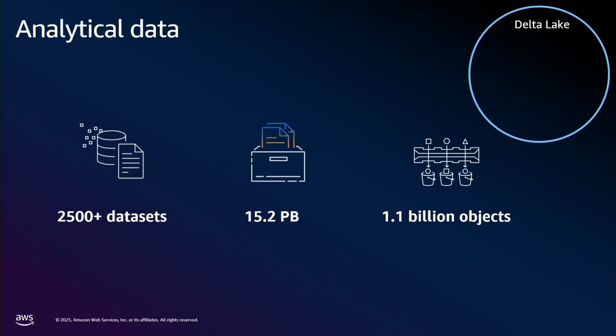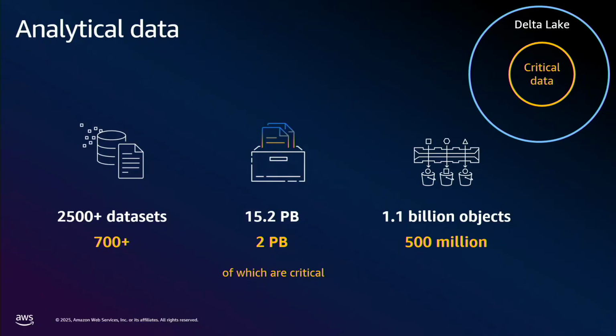So analytical data has different needs. We have over 15 petabytes of data with 2,500 data sets and over 1 billion objects. You see, if we try to back everything up, it will cost us a fortune. So what did we do? We decided to see what is the most critical data set to us. And we figured out that it's around 2 petabytes and around 500 million objects. So it's a good subset of it.